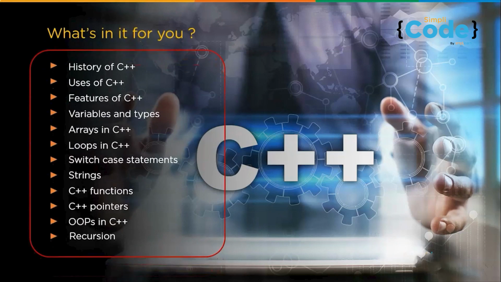In this session, we will learn about the history of C++, uses of the C++ programming language, its features, then we'll learn about variables and types. After that, we will cover arrays in C++. Later, we will go through loops in C++, then switch case statements, followed by strings. Then there are functions in C++, then pointers. After that, the OOPs concept, and finally, we will learn about recursion.